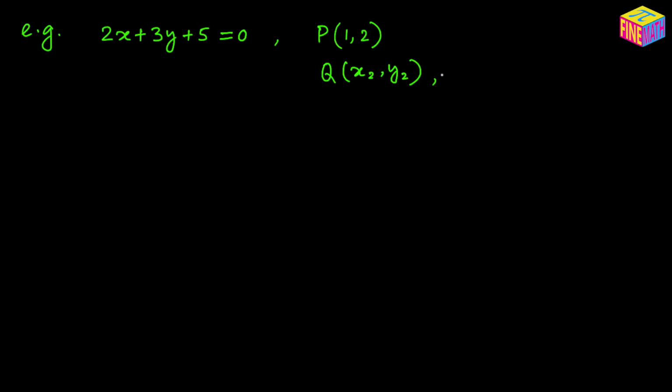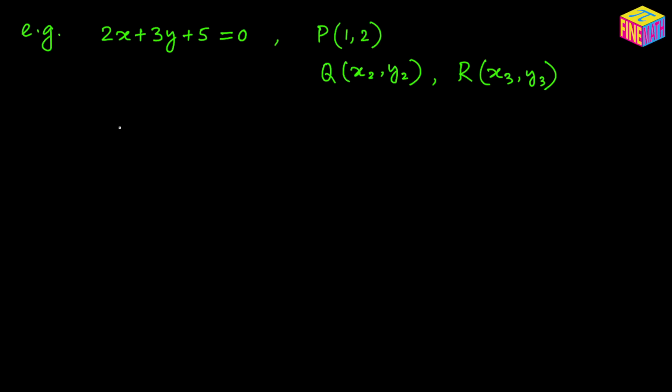Let's take an example. Suppose we have been given the equation of a straight line, which is, let's say, 2x plus 3y plus 5 is equal to 0, and we have been given a point P whose coordinates are 1, 2, and we have to find the coordinates of its foot of the perpendicular drawn from this point P onto the given straight line. So let's assume that is Q, and also we have to find the coordinates of the image of P in this line, and let's assume that is R, and let's also assume this is x sub 3 and y sub 3.